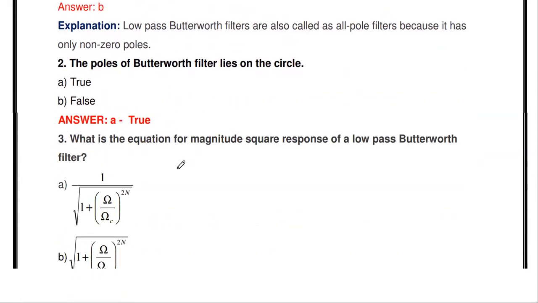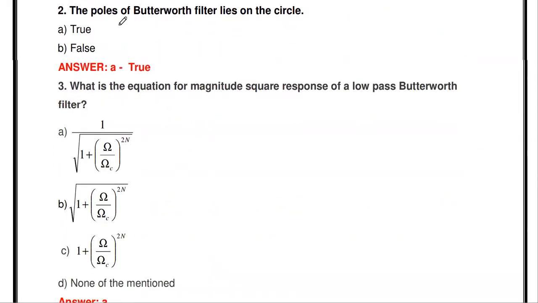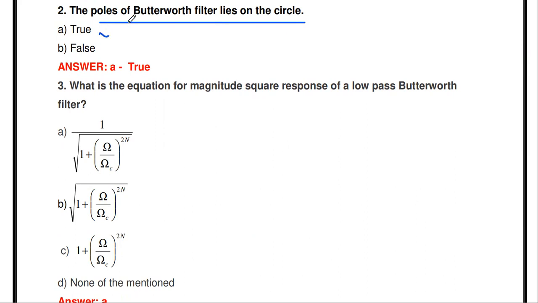Then the next one: the poles of Butterworth filter lie on a circle. The statement is true or false? True. If you locate the poles of the Butterworth filter in the Z plane or S plane, all poles are located in a circular manner. It's true. Similarly, the Chebyshev filter has some other procedure, which we will see in the next question.